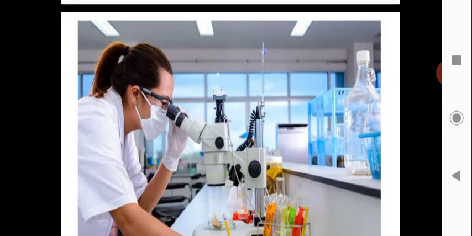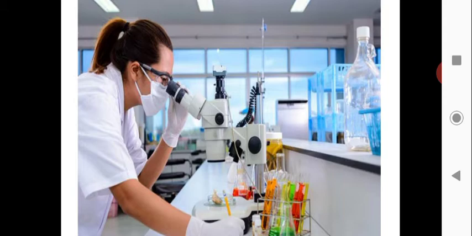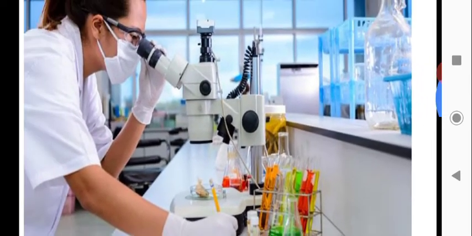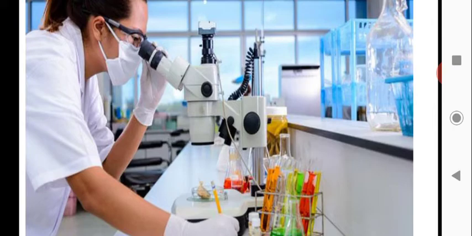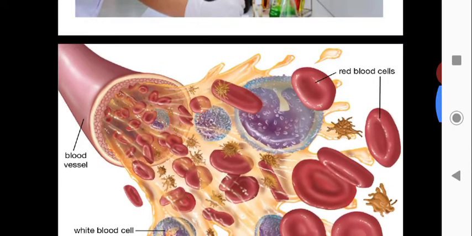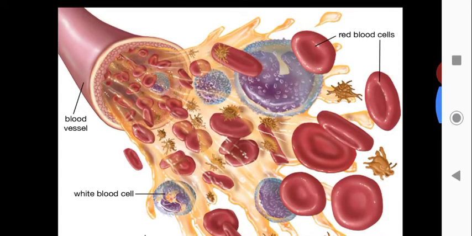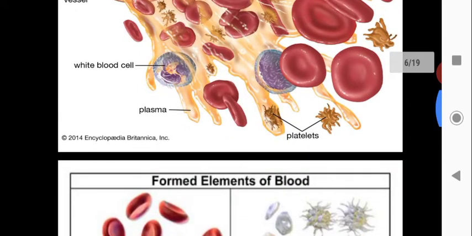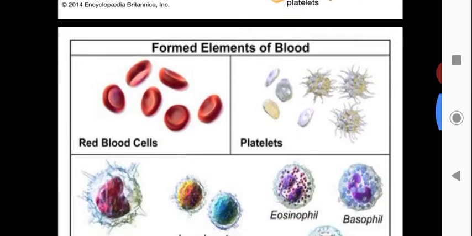Here we can see how the samples are being tested, and we can see a tube here. In this tube the samples are collected. This is what we call the microscope. Here we can see blood consists of different types of cells, that is red blood cells, white blood cells, etc. You can see this here, and the formed elements of blood.